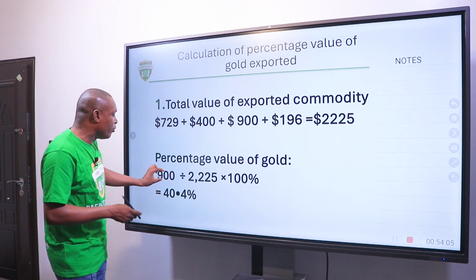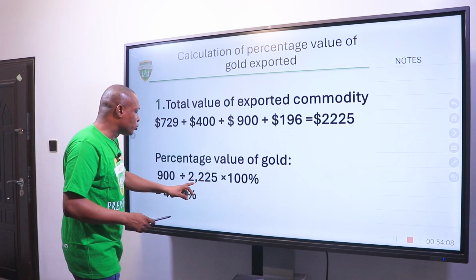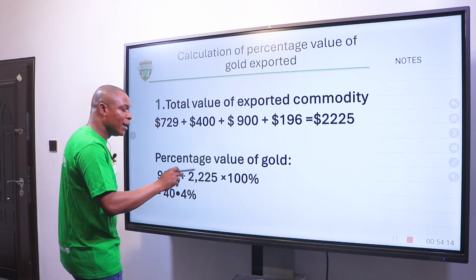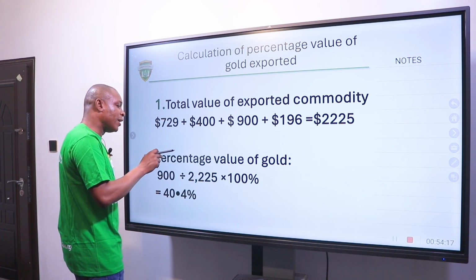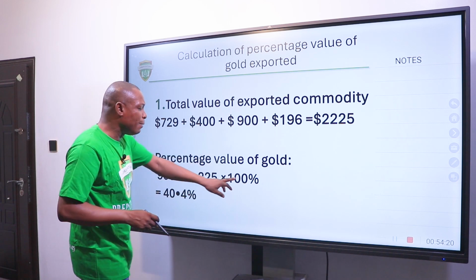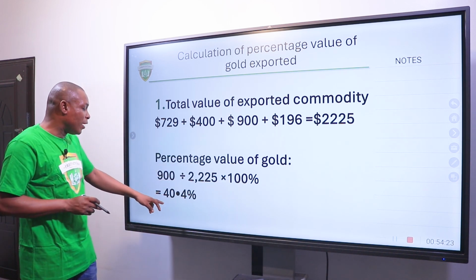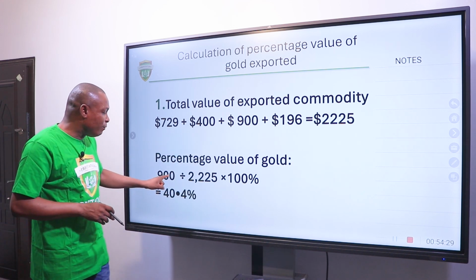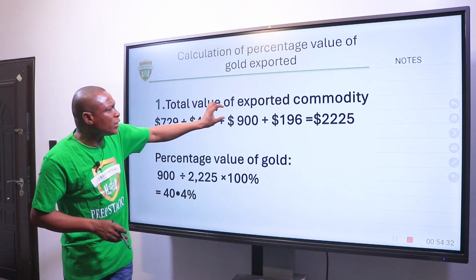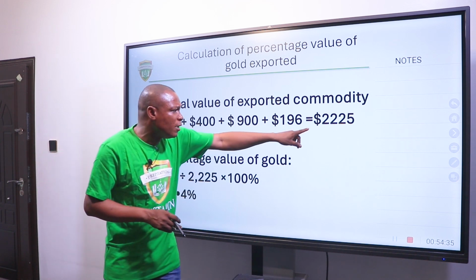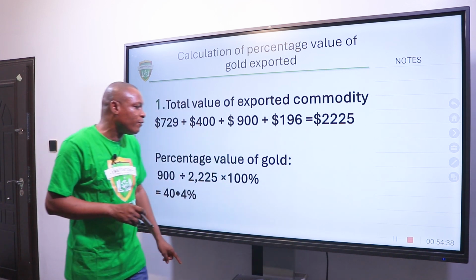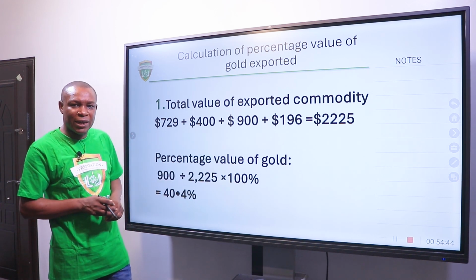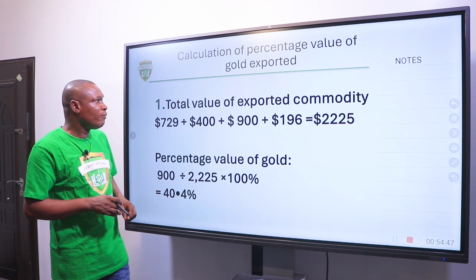So that means for us to get the percentage value of gold, which is 900, we have to carry 900 all over 2,225, that is divided by 2,225. Then whatever you have there, you multiply by 100. This will now give you a value of 40.4%. Take note, 900 being the value of gold, divided by the total value of exported commodities, which is 2,225. Whatever figure you arrive at there, you multiply by 100. That will give you the final answer of the percentage of gold.